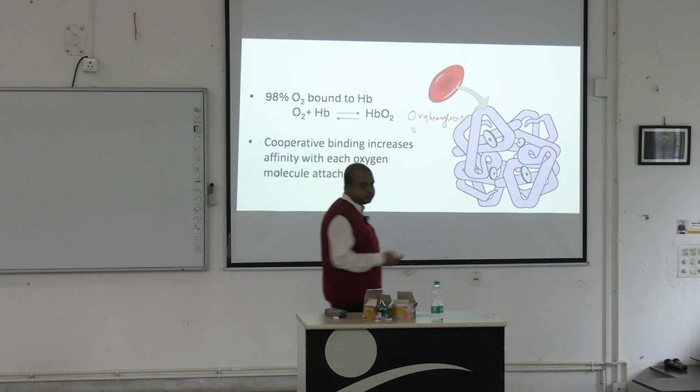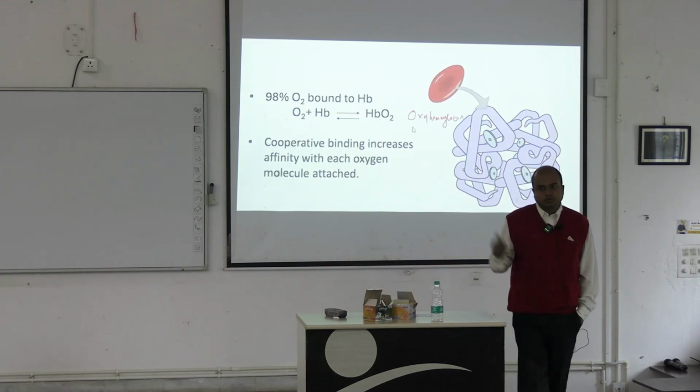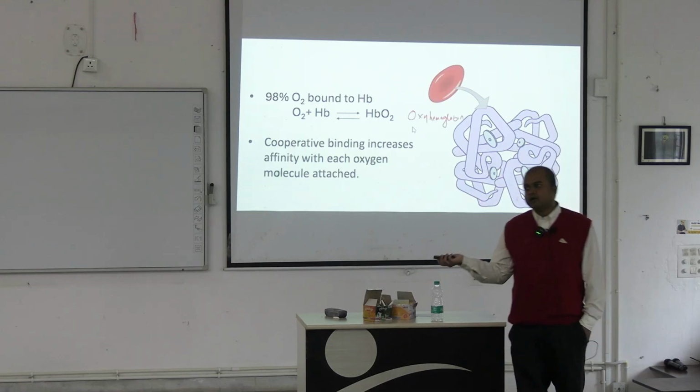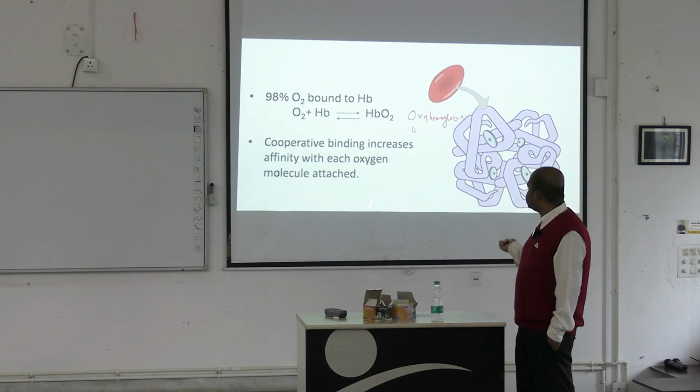So most of the oxygen, only maybe 2% is dissolved in plasma. So 98% has to be carried. So hemoglobin is absolutely essential for carriage of oxygen and delivery of oxygen to cells.